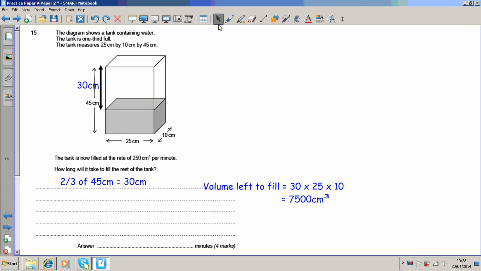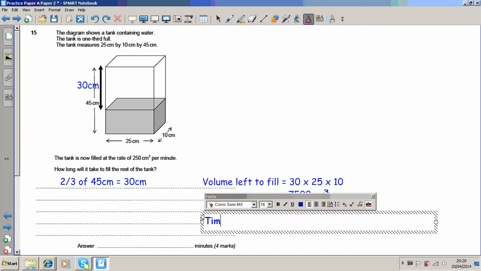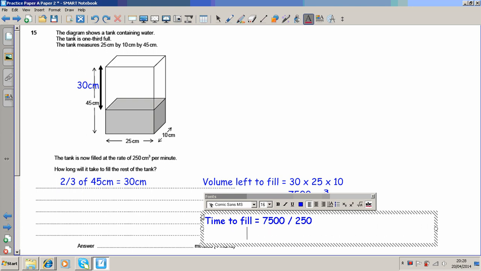So that's what we've got left to fill, and that's going to get filled at 250 centimetres cubed a minute. So time to fill is going to be what we've got left to fill, 7,500 divided by the speed that's going to happen, 250, which is going to be 30 minutes.